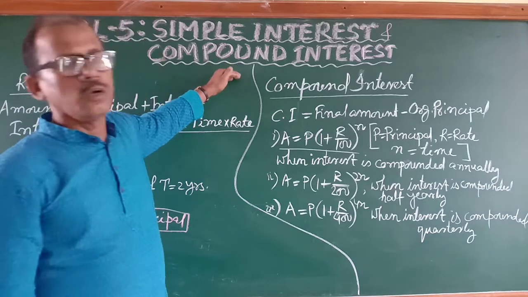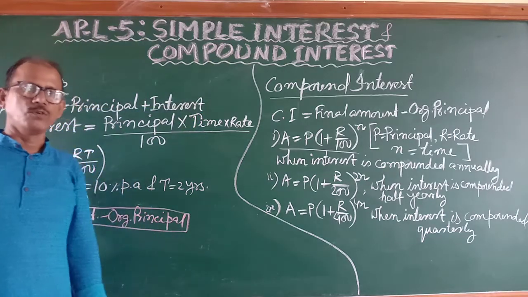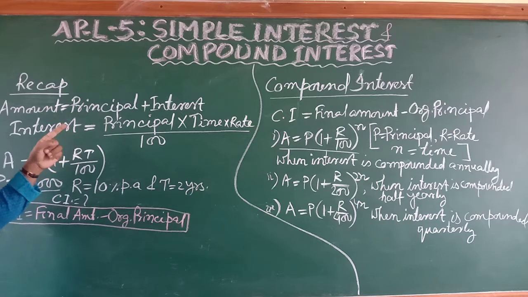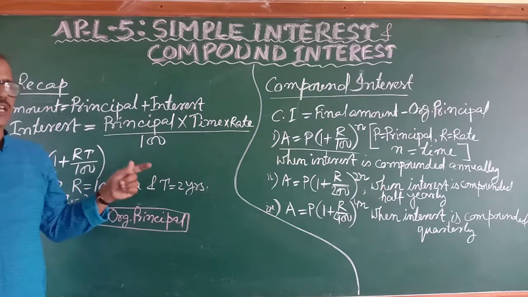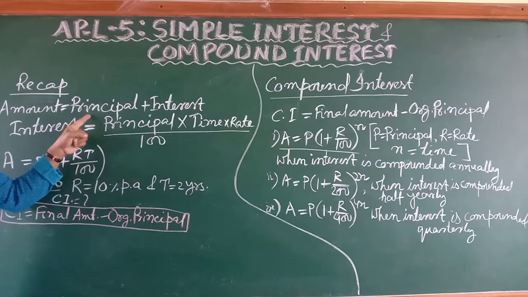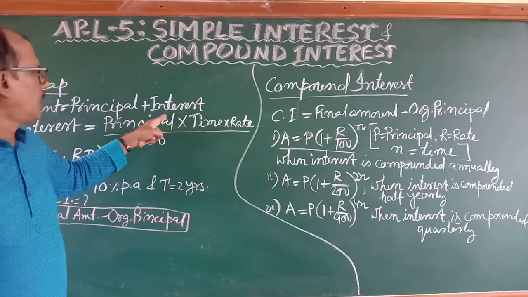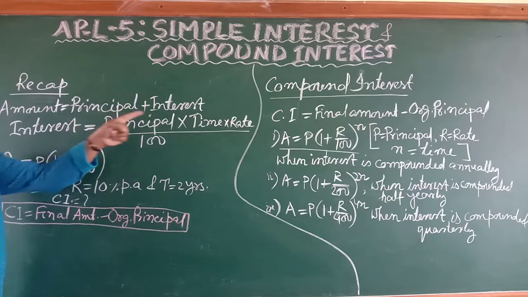But before we move on to compound interest, first I will give you a recap of our previous lesson, that is simple interest. There are 2-3 formulas which are very important. First is amount. Amount means the sum of money you get after investing money. The sum of money you invest is called principal, and the extra amount you get after a period of time is called interest. So amount is equal to principal plus interest.